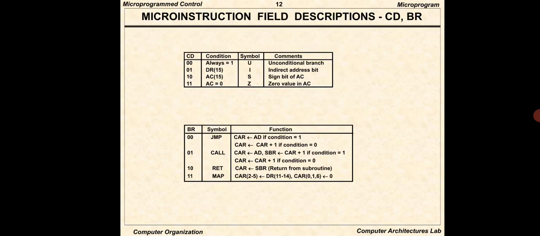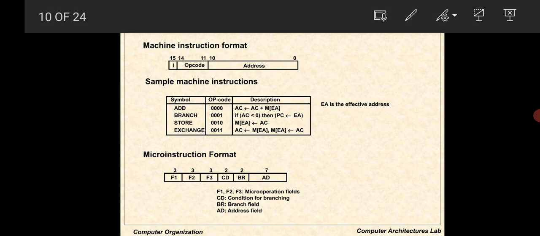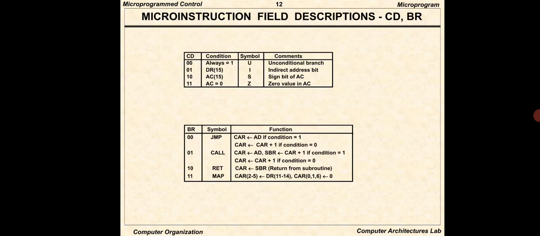Next comes the next field. So here in a micro instruction format, F1, F2, F3, total 3 fields are there. These 3 fields we have discussed. The next field is CD, which is nothing but a condition for the branching, and it is of 2 bits. With these 2 bits, how many combinations am I going to get? Total 4 combinations. That is 00, 01, 10, 11.